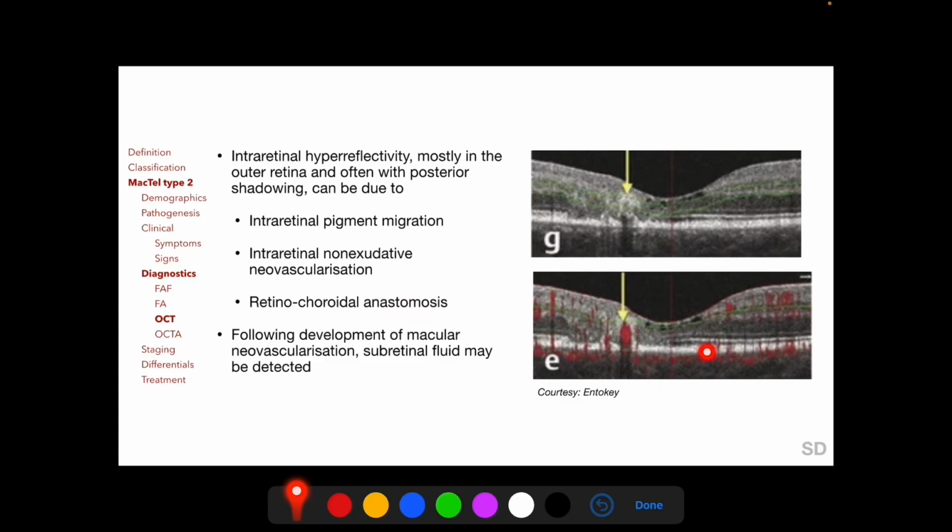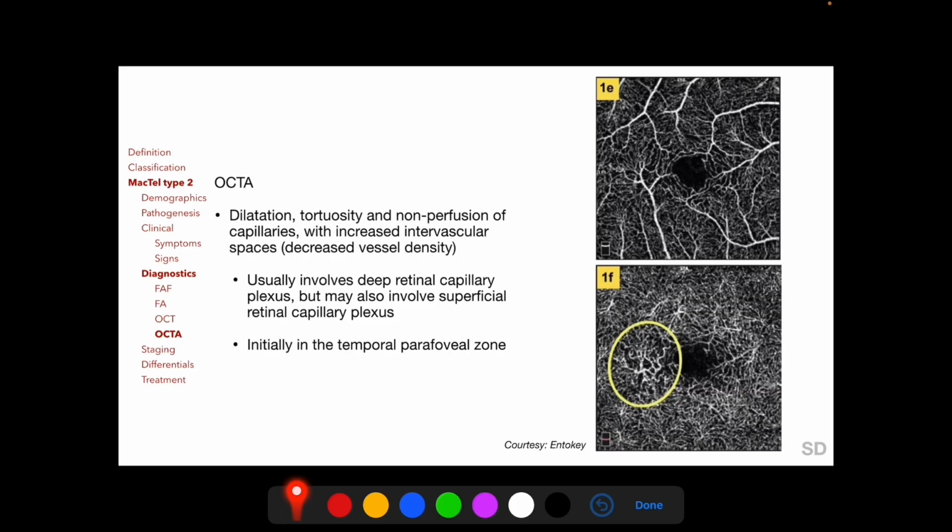This OCTA overlay of B-scan OCT shows blood flow corresponding to this intraretinal hyperreflectivity, and following development of macular neovascularization, subretinal fluid may be detected on OCT. OCT angiography typically shows dilatation, tortuosity, and non-perfusion of capillaries with increased intervascular spaces, usually involving the deep retinal capillary plexus.